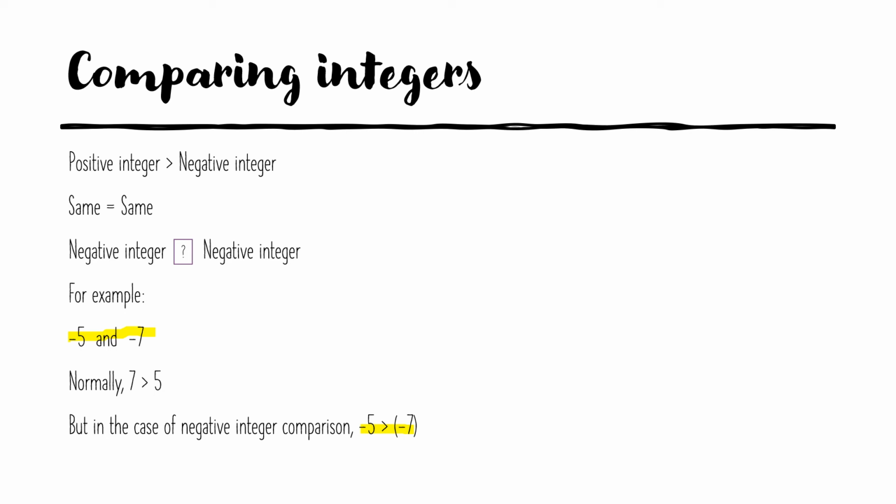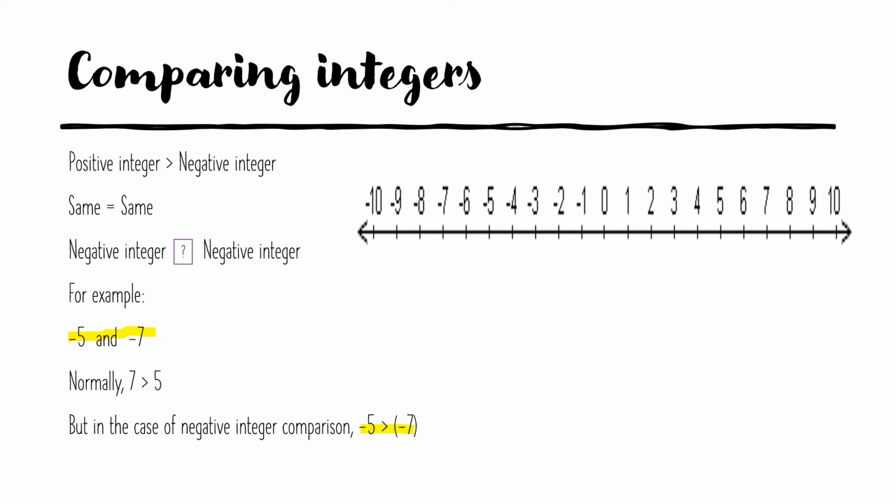Let's see the reason. Okay, let's look at the number line. We all know 1 is greater than 0. 0 is greater than negative 1. So it goes on like that. Negative 1 is greater than negative 2. Negative 2 is greater than negative 3. And it goes on like that. And the largest negative integer is negative 1. And the smallest negative integer is infinite.